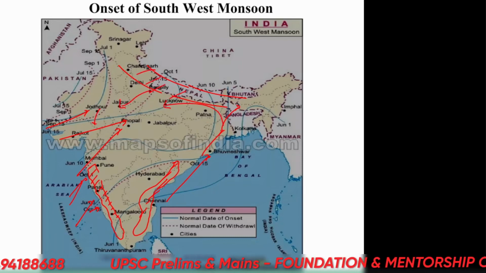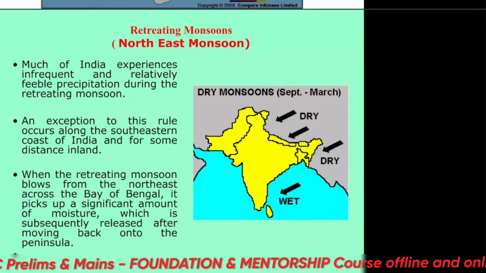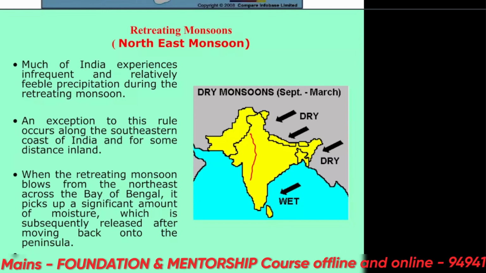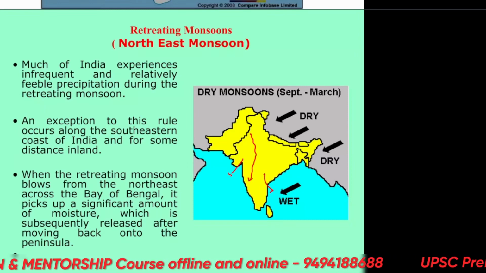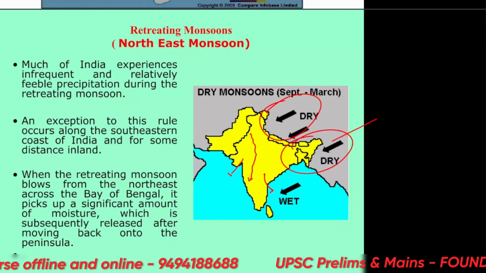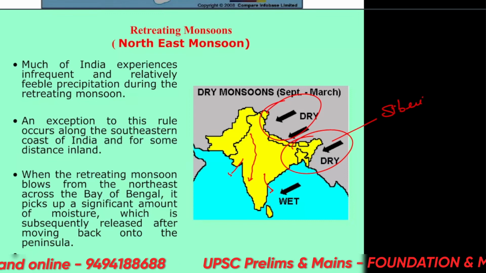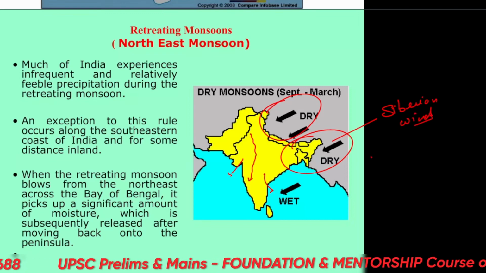Alright. Now when we see the retreating monsoon, or the monsoon that comes back, so this monsoon is coming back from here. This is the retreating monsoon. Alright, so at the same time, we will face some monsoon from the northeast or Siberian winds, and also from the Pacific Ocean.